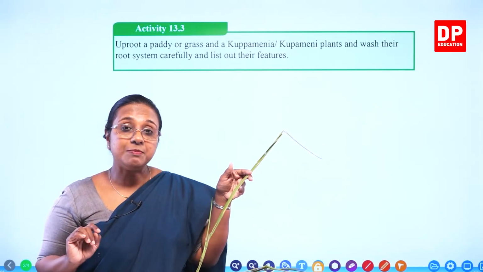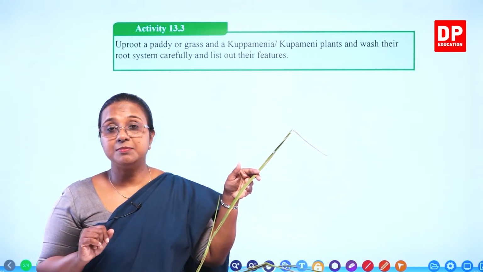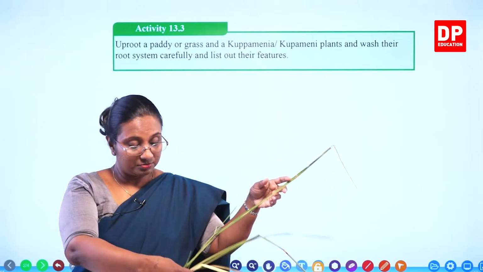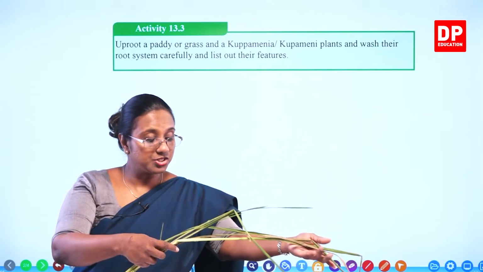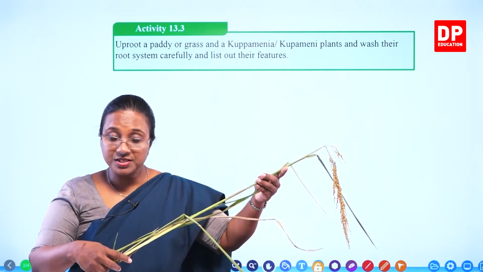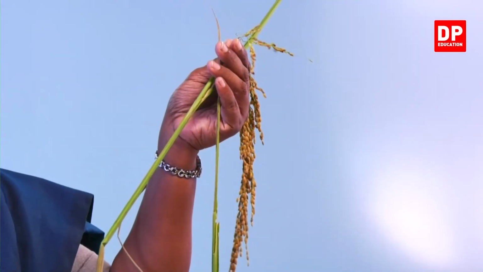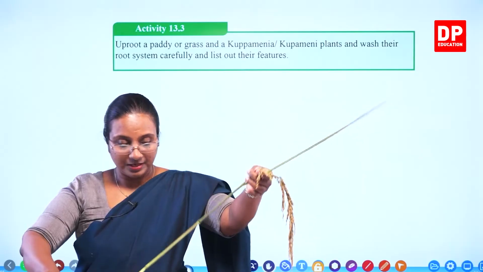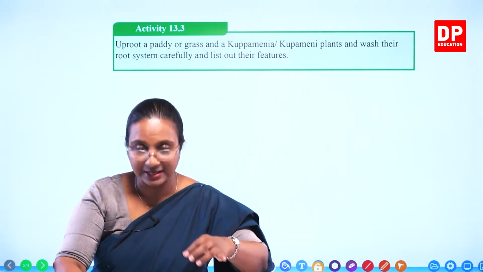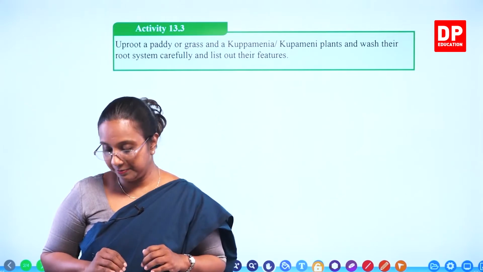So in this paddy plant, you all were able to observe the fibrous root, then the thin stem being unbranched, and thereafter you can observe the parallel venation in leaves, and these are the paddy grains that you can see. If we compare this with the Cupomania plant.